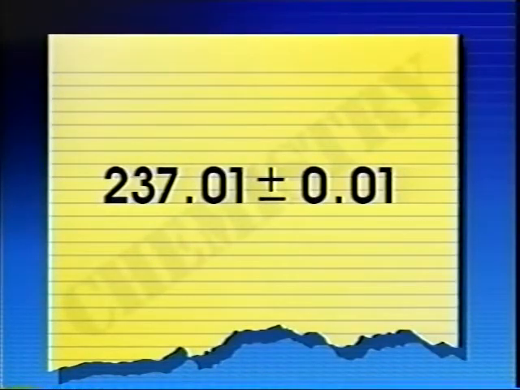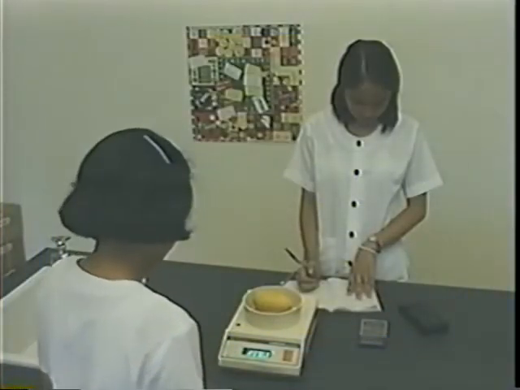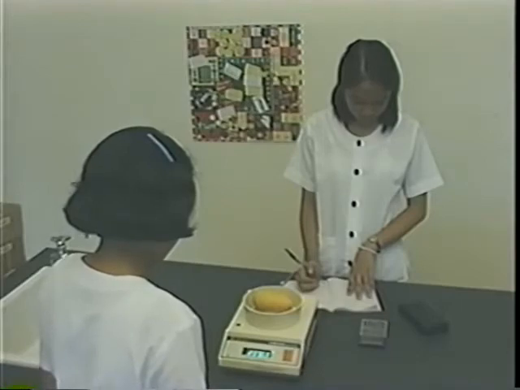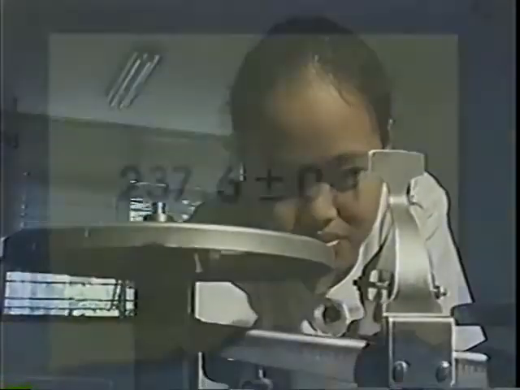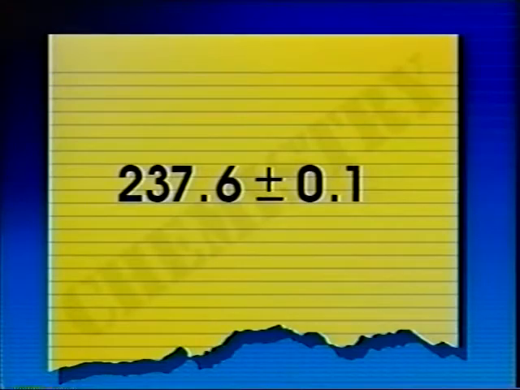237.01 plus or minus 0.01, the precise measurement for the mango using the top loading balance. From the measurement with the double beam balance, we can report 237.6 plus or minus 0.1 as a precise measurement.